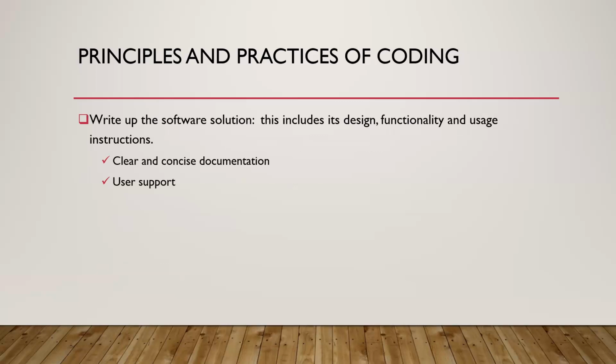Now we come to the documentation of the software solution. This includes its design, functionality, and usage instructions. As you know, when you buy any equipment, you must have a booklet that describes exactly how the equipment operates, an operator's manual. In the same way for the code, it is important to document its design, functionality, and usage instructions for those who are going to use it, the stakeholders. And that must be clear and concise documentation, as well as be able to provide the user the necessary support to operate.